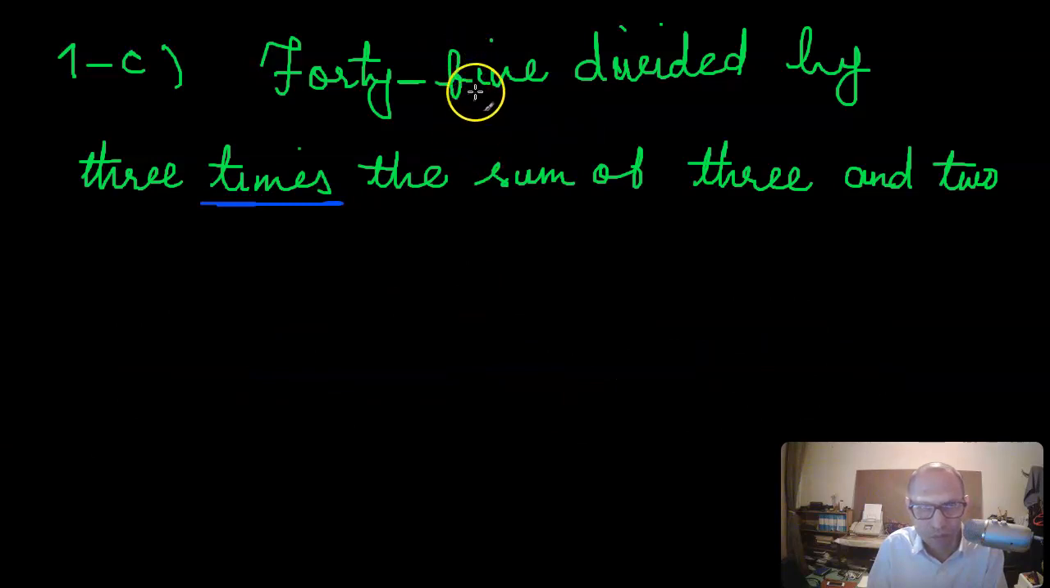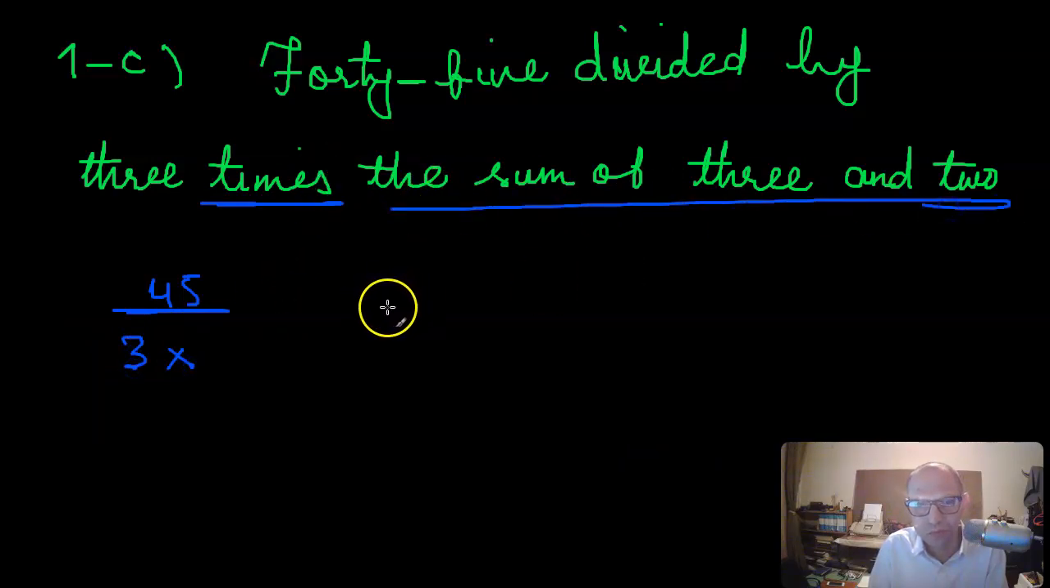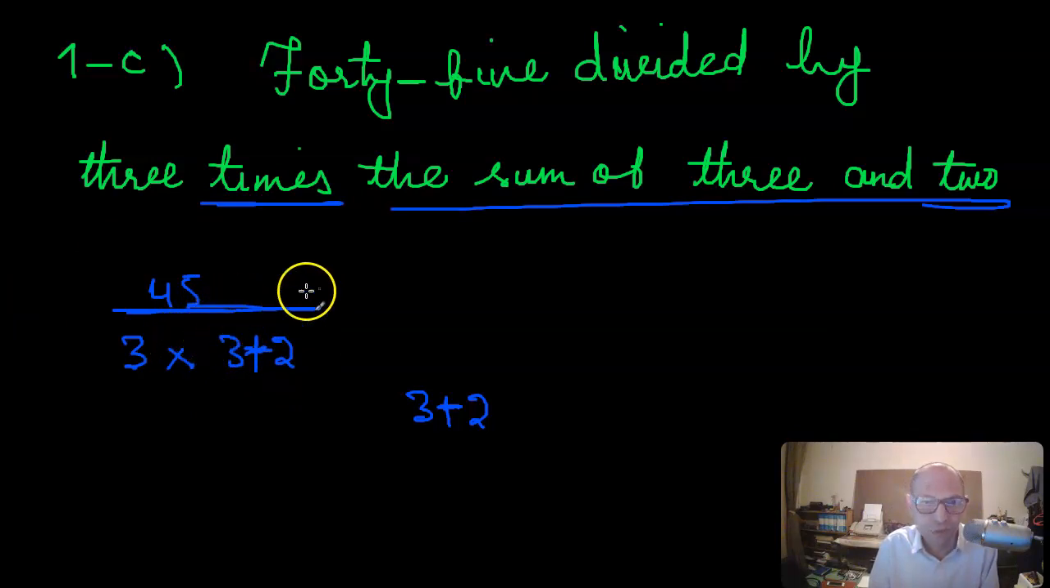So how do I translate this expression? So you have 45 divided by something. And that something which comes over here is supposed to be 3 times the sum of 3 and 2, right? The sum of 3 and 2 would be essentially 3 plus 2, right? So if I write 3 plus 2, then the way that I've written this expression is not right, because here we are saying 3 times the sum of 3 and 2, meaning first the sum of 3 and 2 has to be calculated and then multiply 3 by that sum, right?